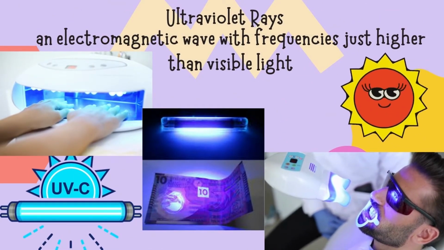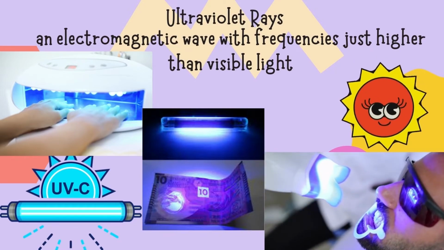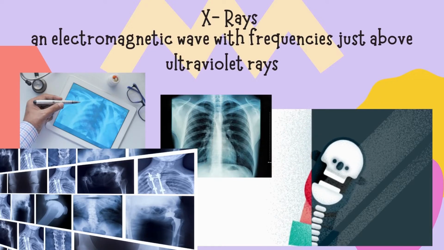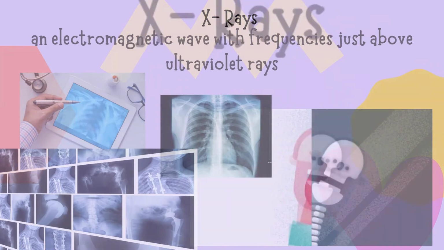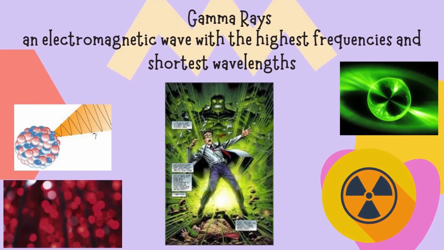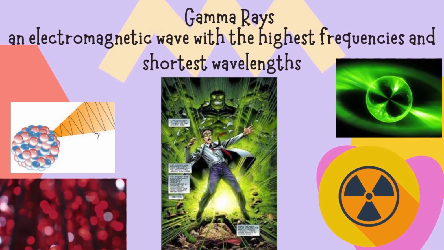Ultraviolet rays, an electromagnetic wave with frequencies just higher than visible light. X-rays, an electromagnetic wave with frequencies just above ultraviolet rays. Gamma rays, an electromagnetic wave with the highest frequencies and shortest wavelengths.